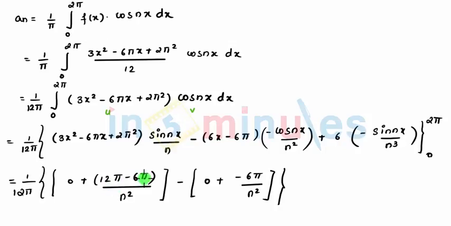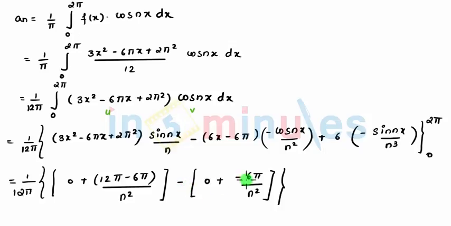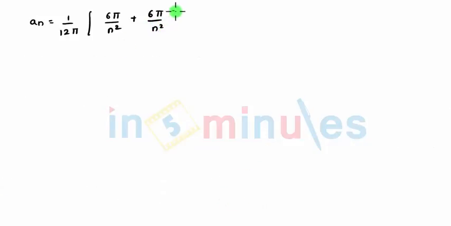So I can say an is 1 upon 12 pi, then 12 pi minus 6 pi is 6 pi by n square, 6 pi divided by n square. And this is minus and minus plus 6 pi by n square. So which we can write as 1 upon 12 pi, this is 12 pi divided by n square, which comes to be 1 upon n square.